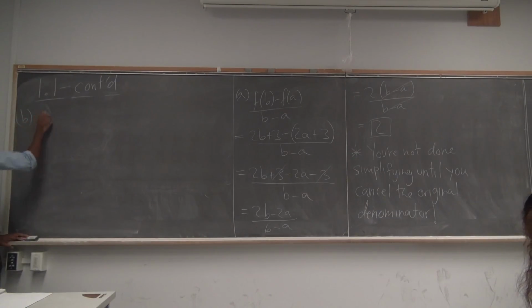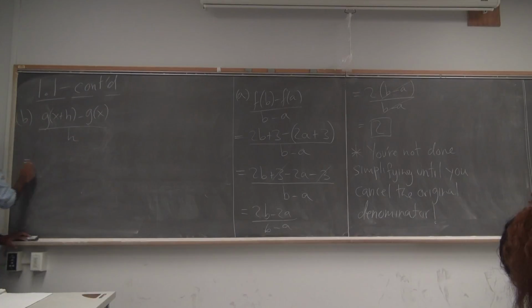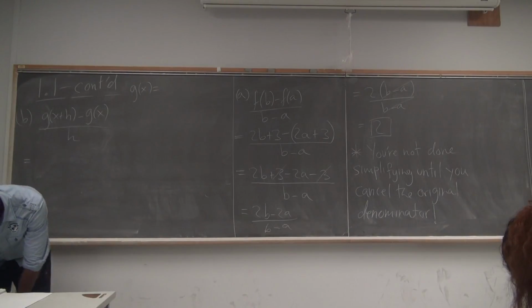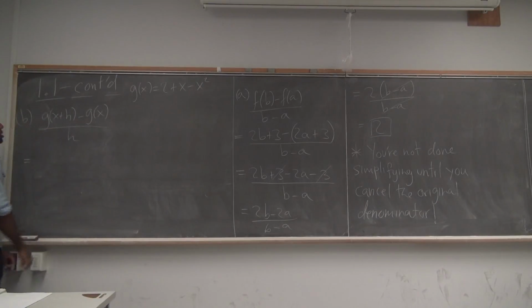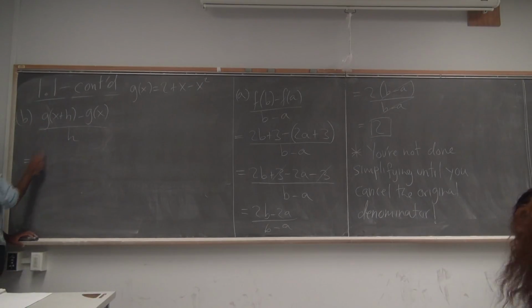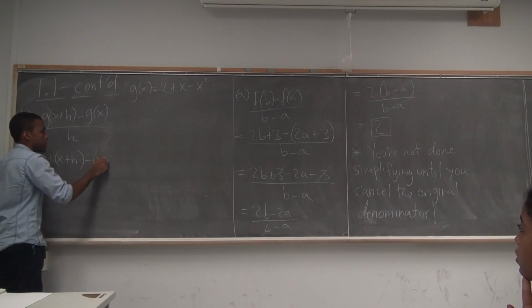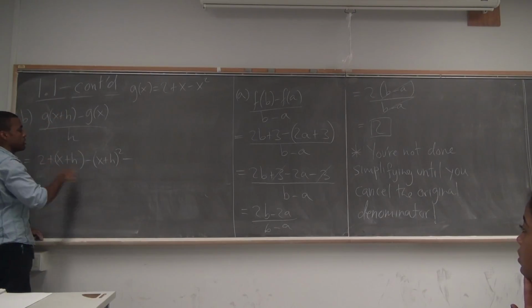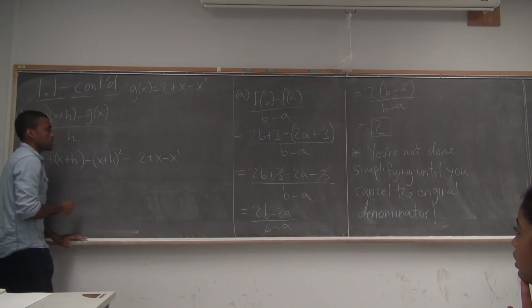So b was g of x plus h minus g of x, over h. Here, remember my g of x was 2 plus x minus x squared. What would that look like here? G of x plus h looks like what? 2 plus x plus h minus (x plus h) squared, minus your g of x, minus 2 plus x minus x squared, over h.